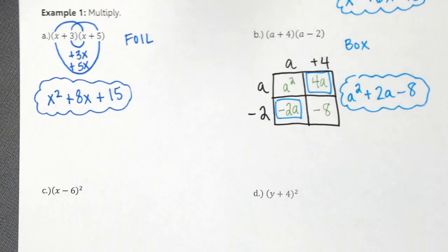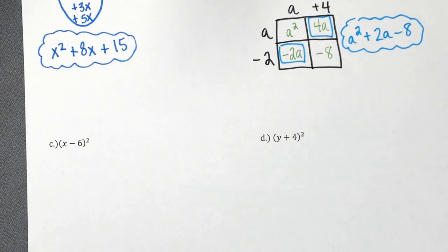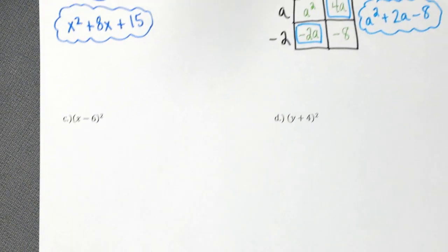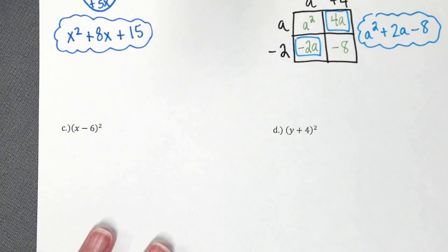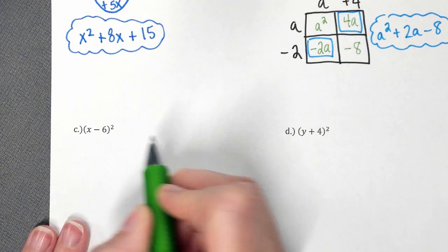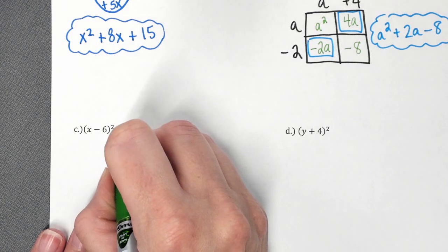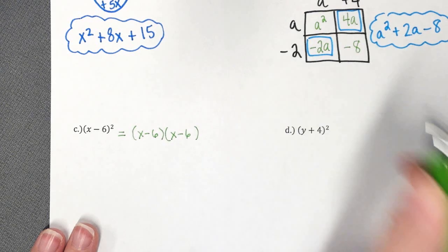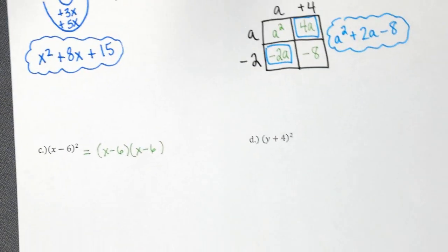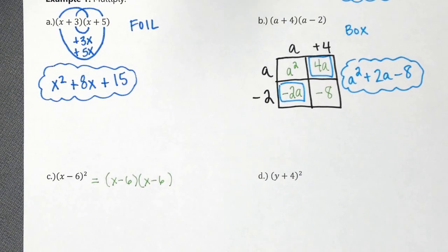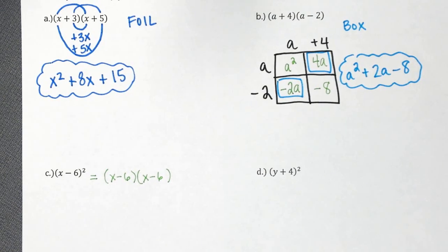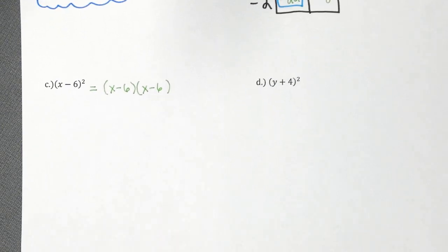Alright, and then for C, this is x minus 6 squared. This is an easy one to get mixed up on because we were just working with exponents, and when we were working with exponents we did a lot of distributing, but remember, when you have something to the second power, this means x minus 6 times x minus 6. So we can't just distribute here. We're going to have to use the FOIL method or the box method. Okay, so for C, we're going to do FOIL.